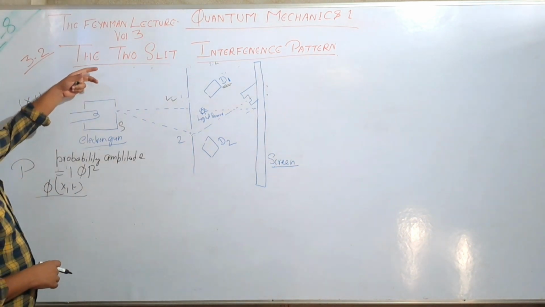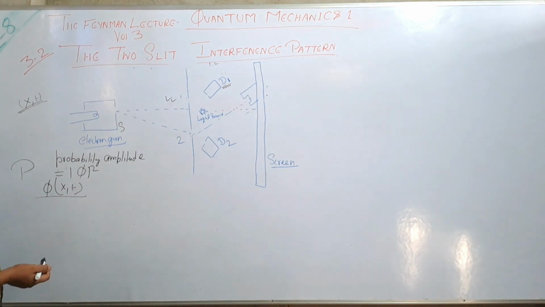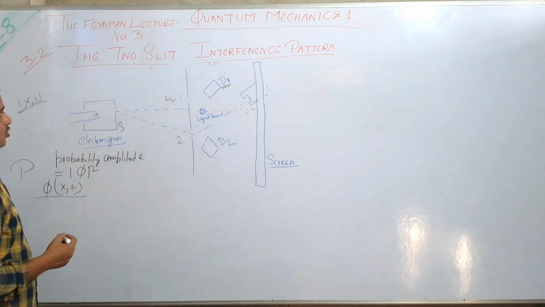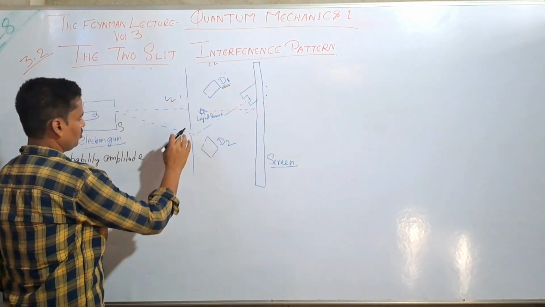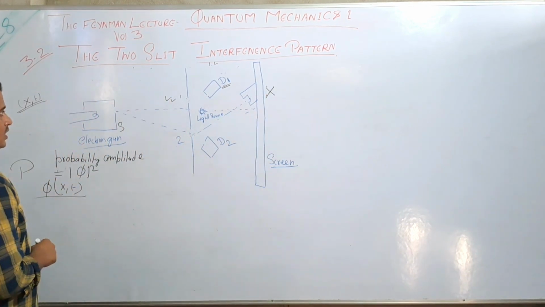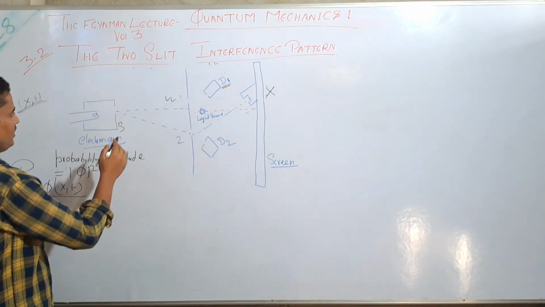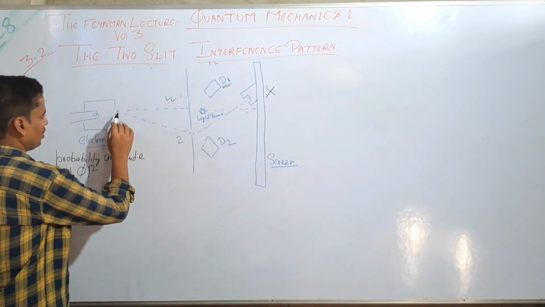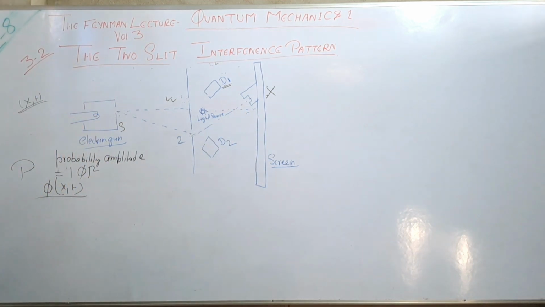Now pay attention to the two-slit, double slit experiment. In the double slit experiment, there is an electron gun which can fire an electron, and the electron can go through either hole 1 or hole 2 and end up at screen X. Now we can describe the event of the electron going through hole 1 to X, and the electron going through hole 2 to X, with the help of probability amplitude.